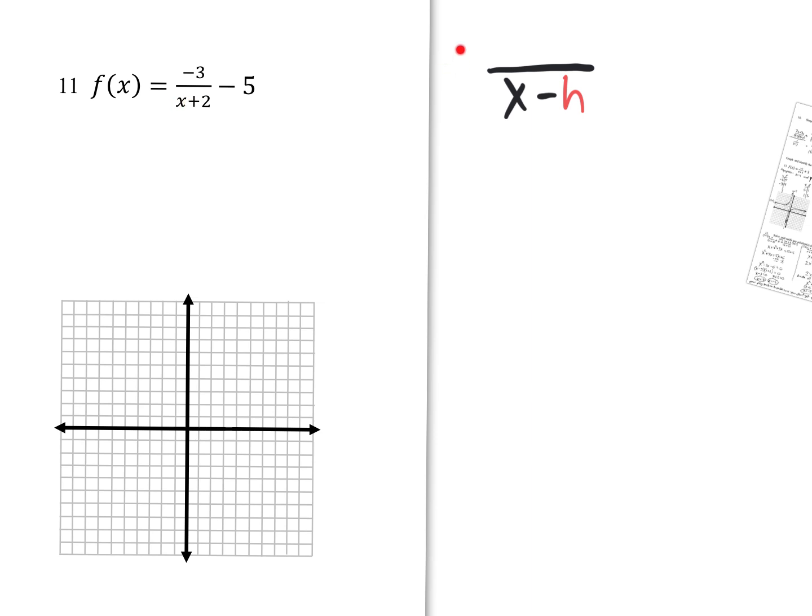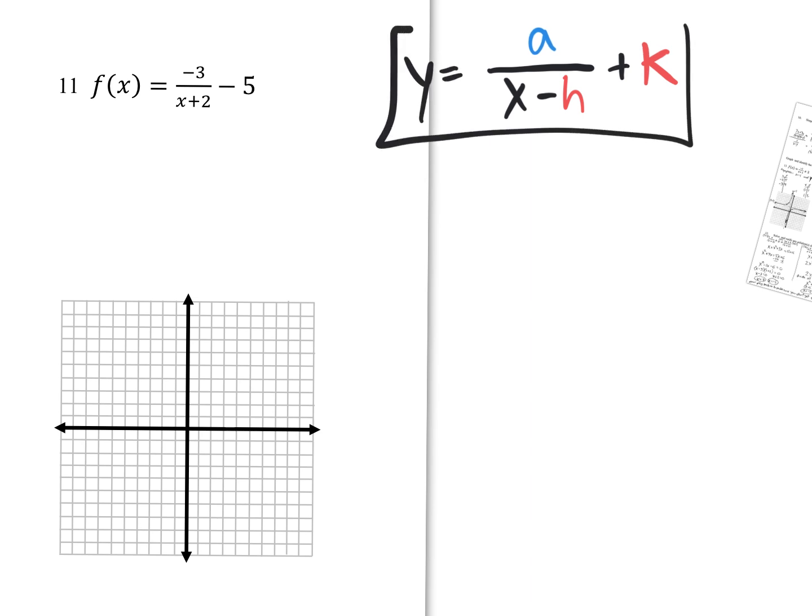Now, normally we have a out in the front, but if you had any type of number times a fraction with the 1 up here, you would simply multiply the a times that 1. So the a would technically end up on top. And then you also have the plus k at the very end being added or subtracted on the outside, okay? So this is your function that we should be familiar with. So you can clearly see that the a value is -3, the h is actually -2, the k is actually -5, okay? And the things that it asks for is the asymptotes.